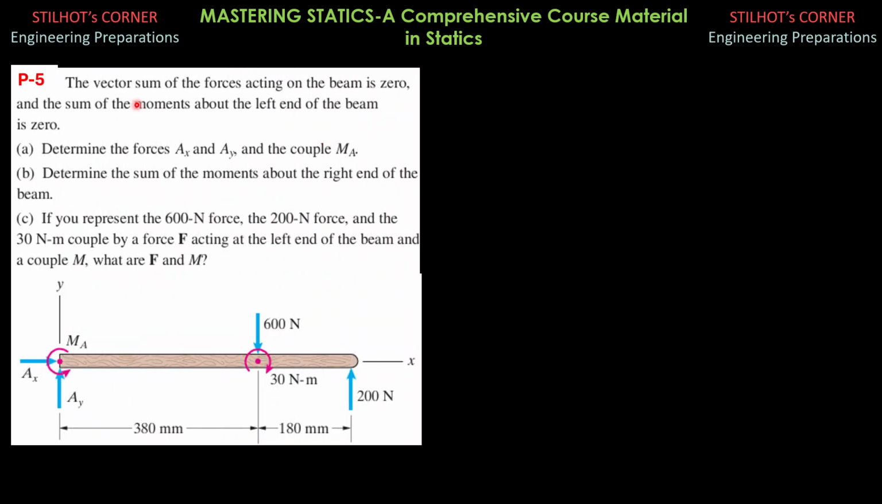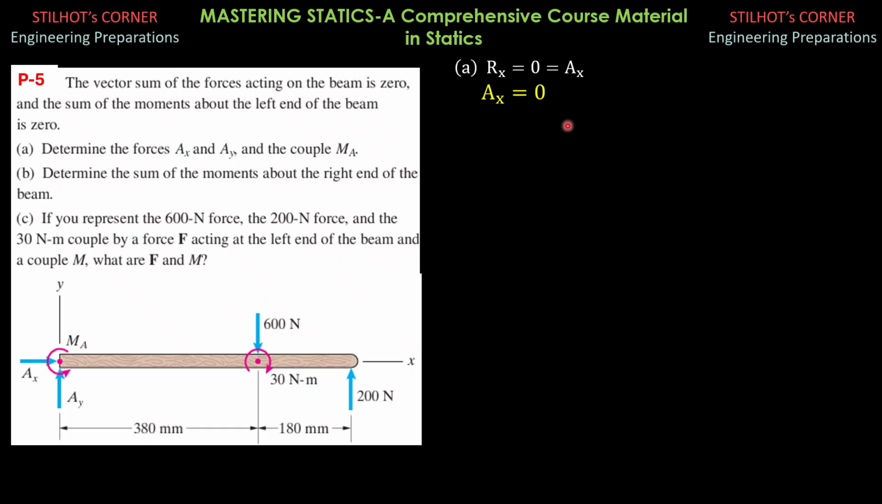Problem 5. The vector sum of the forces acting on the beam is 0 and the sum of the moments about the left end of the beam is 0. So that means the system is in equilibrium. So determine the forces Ax and Ay and the couple M_A. So summation of forces in x is 0, so that means the x component of the resultant is 0. So Ax plus nothing equals 0, so that means Ax is 0.